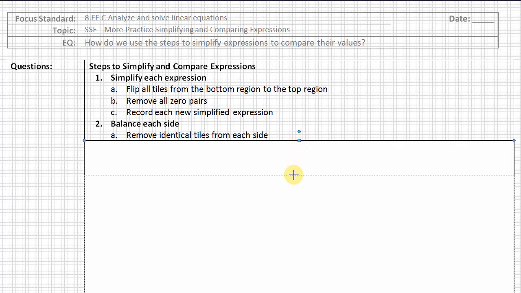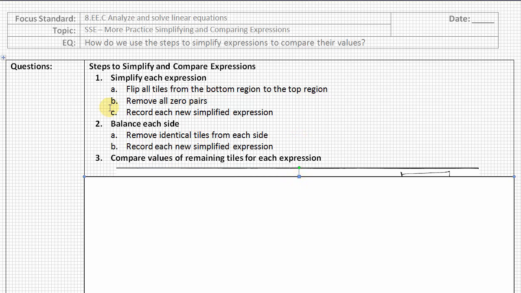So these are 3 steps that we should be familiar with, and they are the steps that we use to simplify and compare expressions. I have added a little more vocabulary to this one, as it will help us as we move past using the tiles and working with expressions and equations in the traditional setting. So our first step is to simplify each expression. That requires us doing these 2 steps in this order. First, we want to flip all the tiles from the bottom region to the top, and we want to remove all 0 pairs. This, we should remember, is really a process of combining like terms.